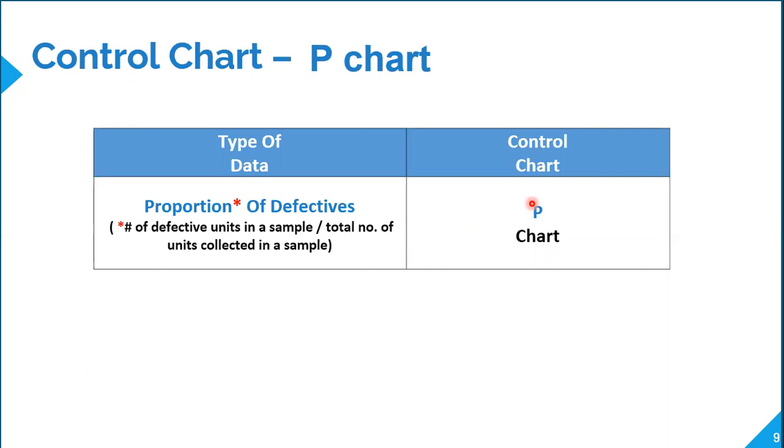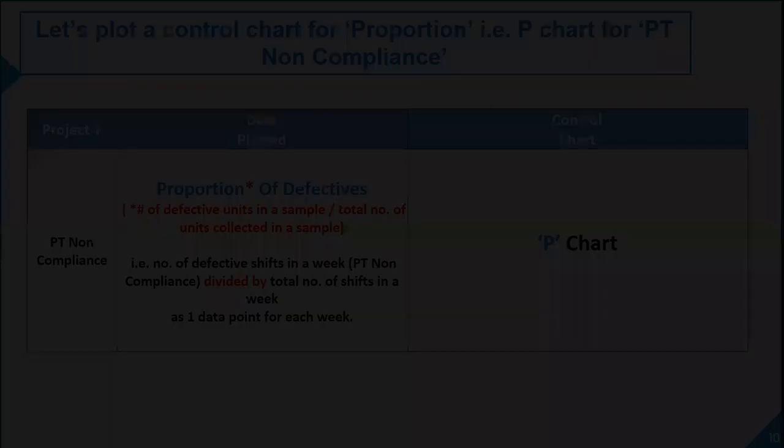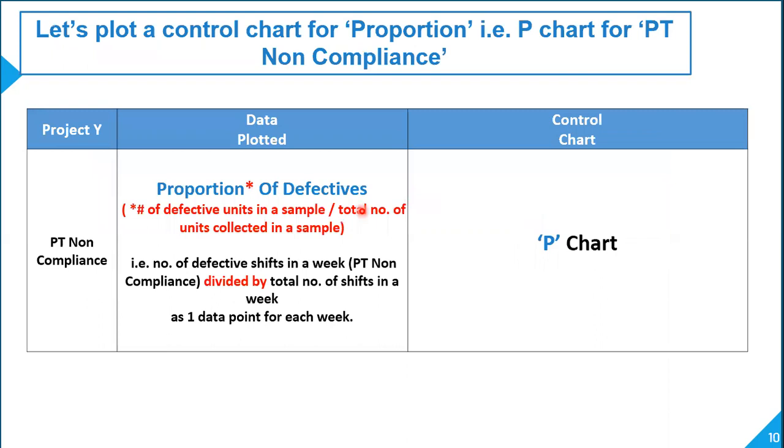So let's go to the next slide and understand why we are going to use a P chart. We use a P chart when we want to plot a proportion of defectives, that is the number of defective units in a sample divided by the total number of units collected in a sample. And what is our project Y? In our current case, the project Y is PT non-compliance. So in that case, the number of defective shifts in a week.